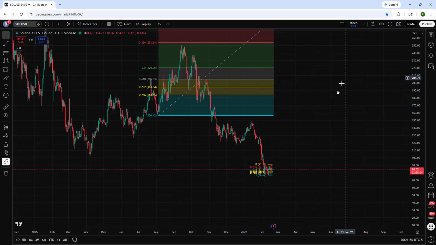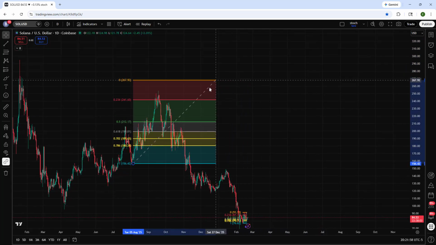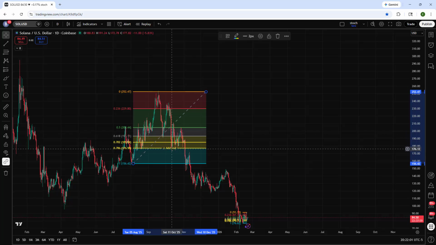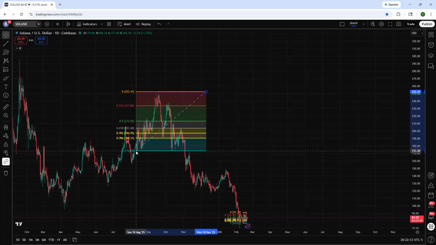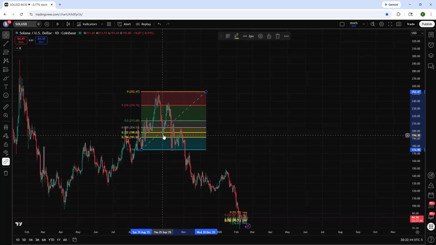On the way down, it just hits these certain levels. Look at that. It just bounces. Comes down, bounces. You could have played a bunch of different plays. I'd probably say from here. Look at that.